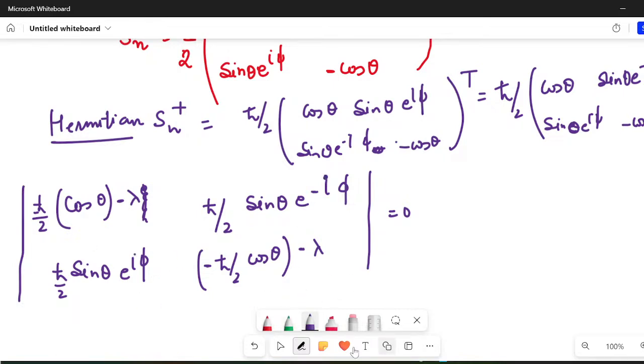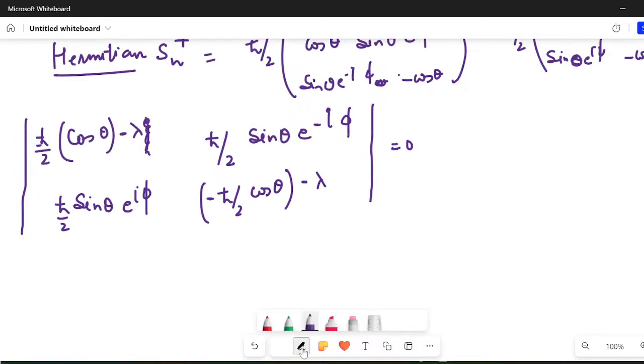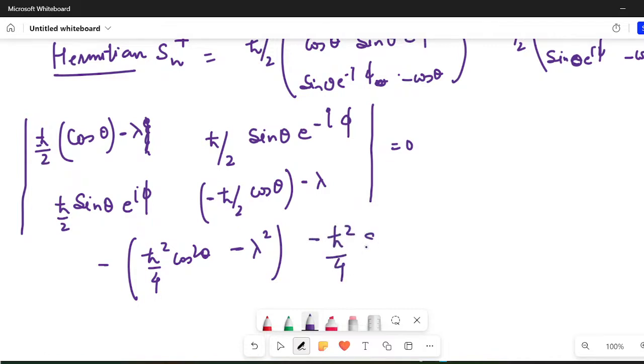Now if you want to calculate, what will you get? If I take the negative common, it would be h cut square by 4 cos square theta minus lambda square, minus h cut square upon 4 sin square theta equal to 0. Now you know that sin square theta plus cos square theta is 1, so you will simply get lambda square equals h cut square by 4, and in turn I can write that my lambda would be again plus minus h cut by 2.